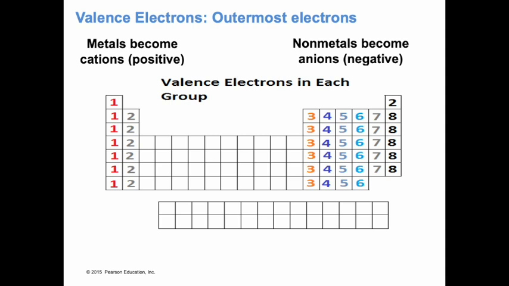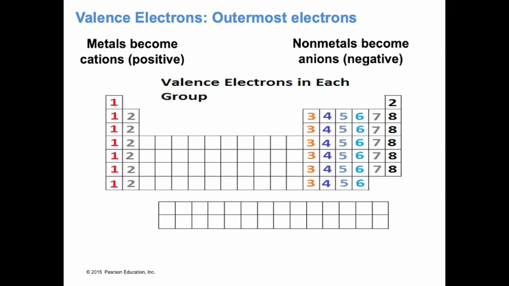Then we skip the transitions, we skip all the B's, and then we go to 3A. They have 3 valence electrons, and then 4, and then 5, and 6, and 7, and finally we get to the noble gases, and the noble gases have a full shell, which that first shell can only hold 2, and that's why there's only 2 elements in the top row. Hydrogen, 1, helium, 2, that row is done.